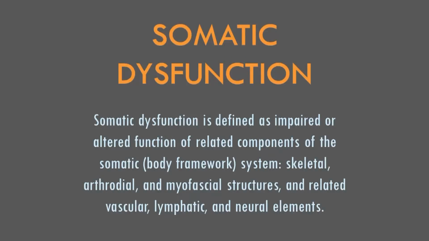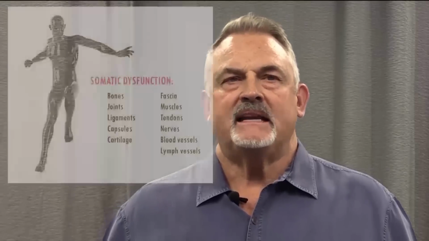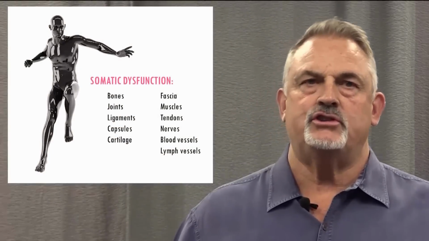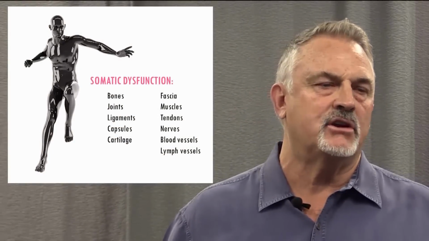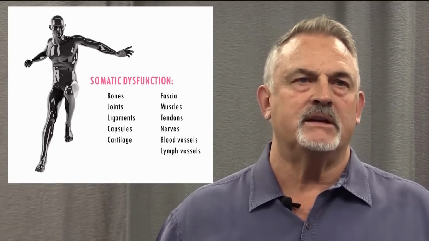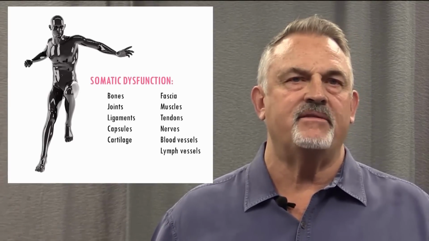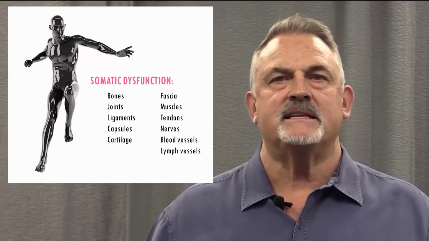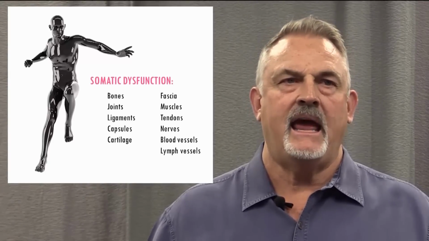In osteopathic medicine, osteopathy, somatic dysfunction is defined as the impaired or altered function of related components of the somatic bodywork system: the skeletal, arthroidal, and myofascial structures and their related vascular, lymphatic, and neural elements. Somatic dysfunction implies that all the structures, joints, bones, ligaments, capsules and cartilage, and tissue, fascia, muscles, tendons, nerves, blood vessels, and lymph vessels of a given area can play a significant role in the production of pain and loss of function when acutely or chronically strained.